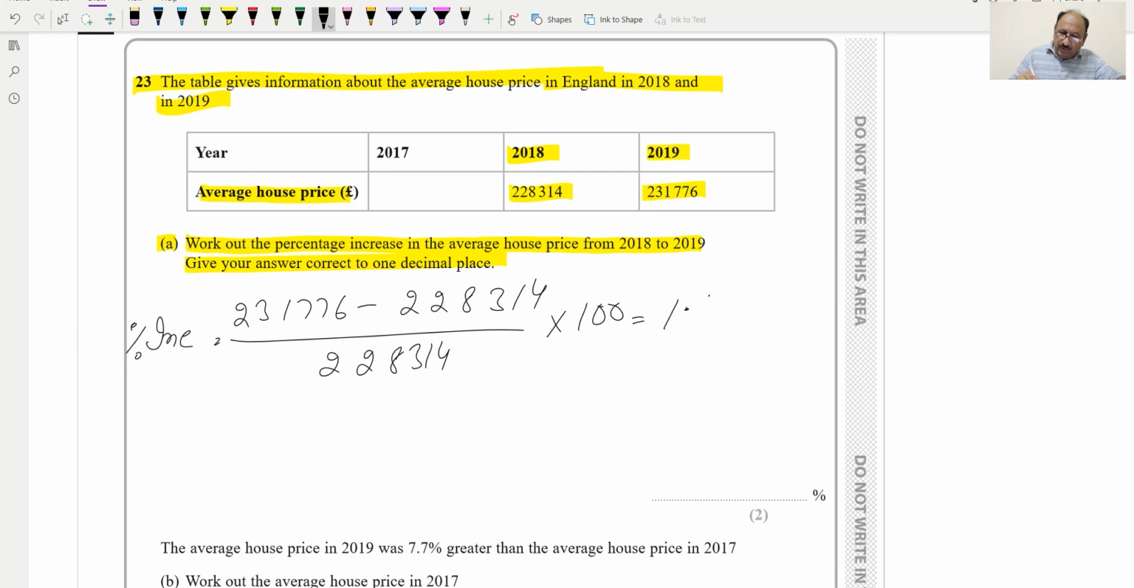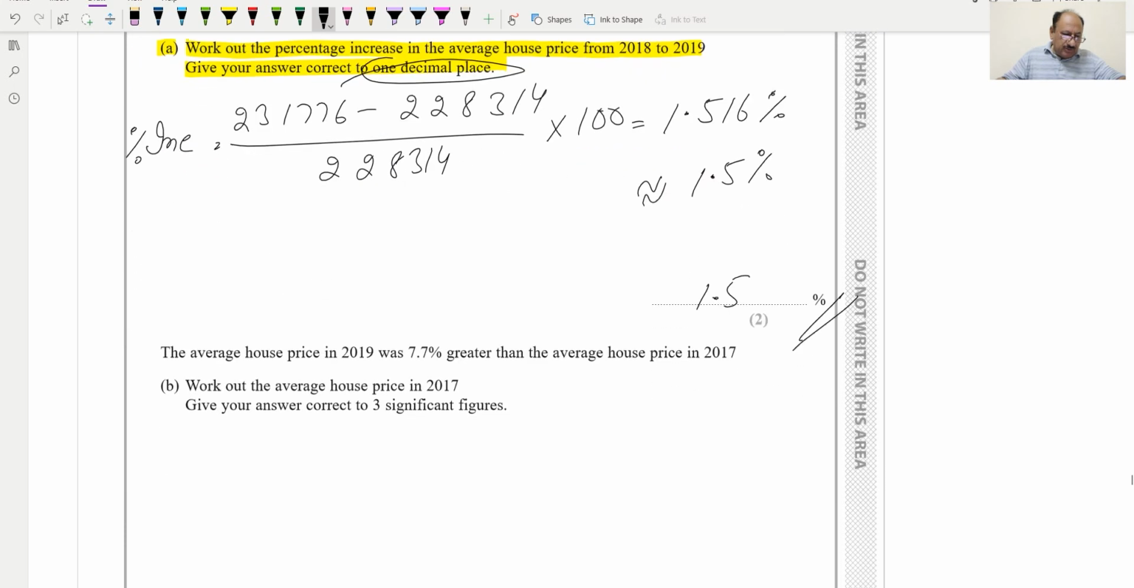1.516%, and we can round to one decimal place because it is the requirement of the question. So we can say 1.5%, so 1.5% will be the answer. Percentage symbol is there, so this is a 2 marks question which we have done.